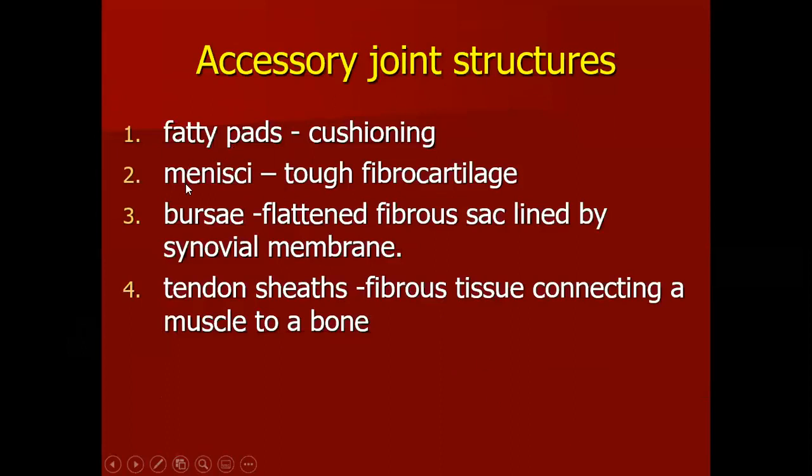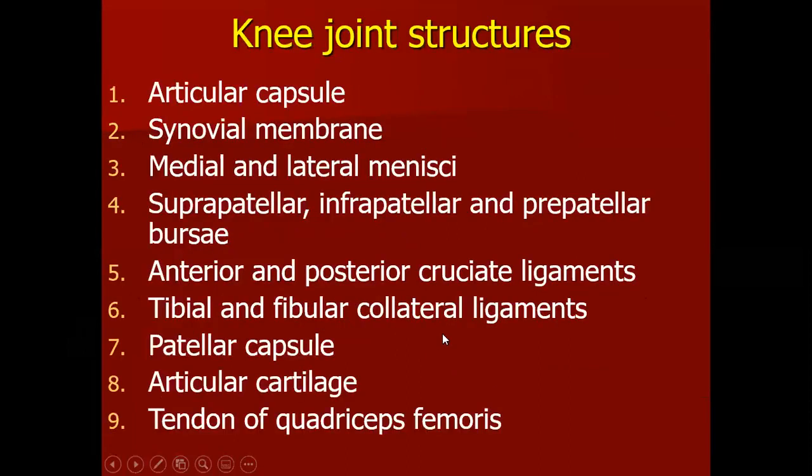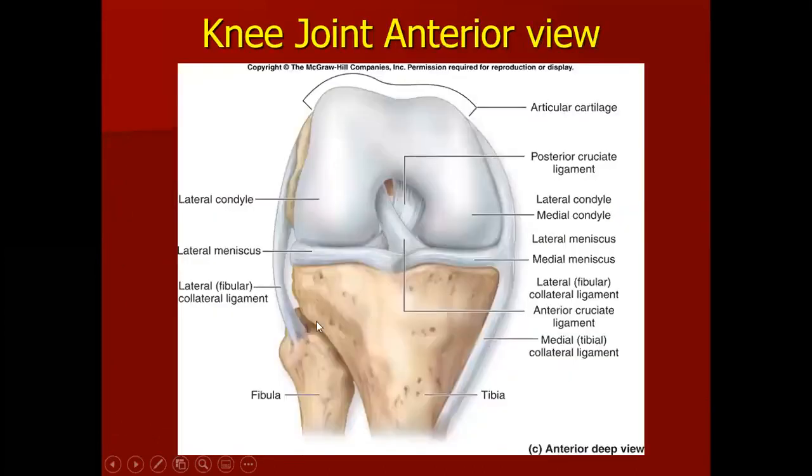Accessory joint structures: fatty pads, menisci, or meniscus if it's singular, which is a tough fibrocartilage. Bursa, we just talked about, and tendon sheaths holding everything together. The knee being one of the most commonly dislocated joints. Let's just look at the knee structure. So you have so many ligaments: anterior and posterior cruciate ligaments, tibial and fibular collateral ligaments. In fact, I'm pretty sure there's two others unless one of those is doubled. And all this going on, there's a lot you can do to the knee.